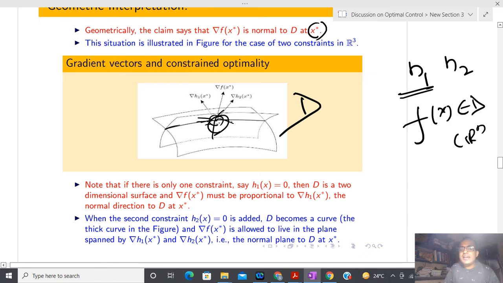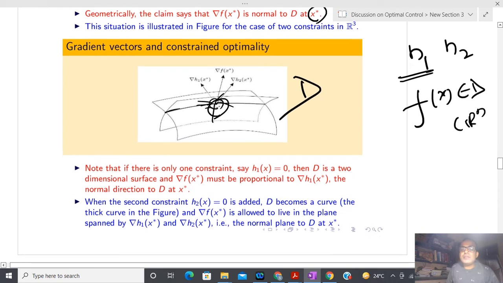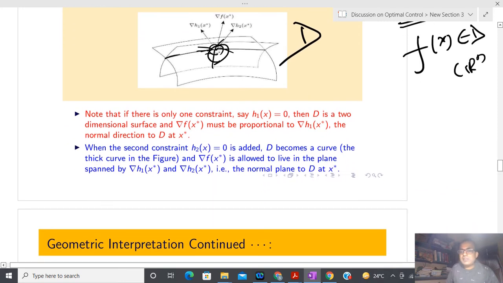Okay, then only I can tell that in any direction I can move, and after that I can find the minima. So same kind of things basically I have written here. Note that if there is only one constraint, then this kind of situation is there. When you add a second constraint, then basically you will get the plane. So in the whole plane I have to check that that is the minima.